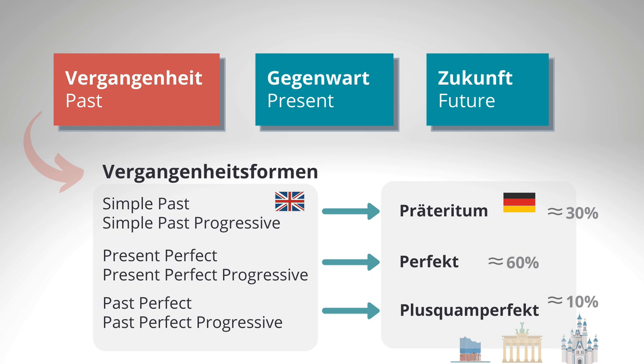The perfect is used most of the time, and especially in spoken language. The Präteritum is the second most used past tense in German, and it's mainly used in written language. And the plusquamperfekt is the least used one, and we use it to show that something happens even further in the past than something else.